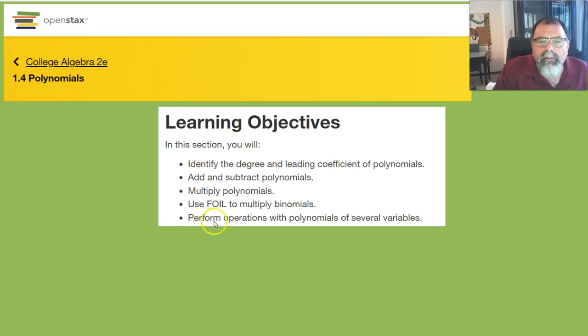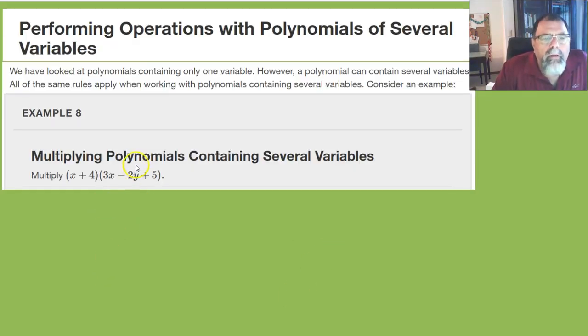Okay, on to the last learning objective, perform operations with polynomials of several variables. Okay, so now we're going to look at example 8. Multiply polynomials containing several variables. I copied this from the book just to kind of point out that basically polynomials can contain several variables. All the same rules apply, right? There's not really much different.